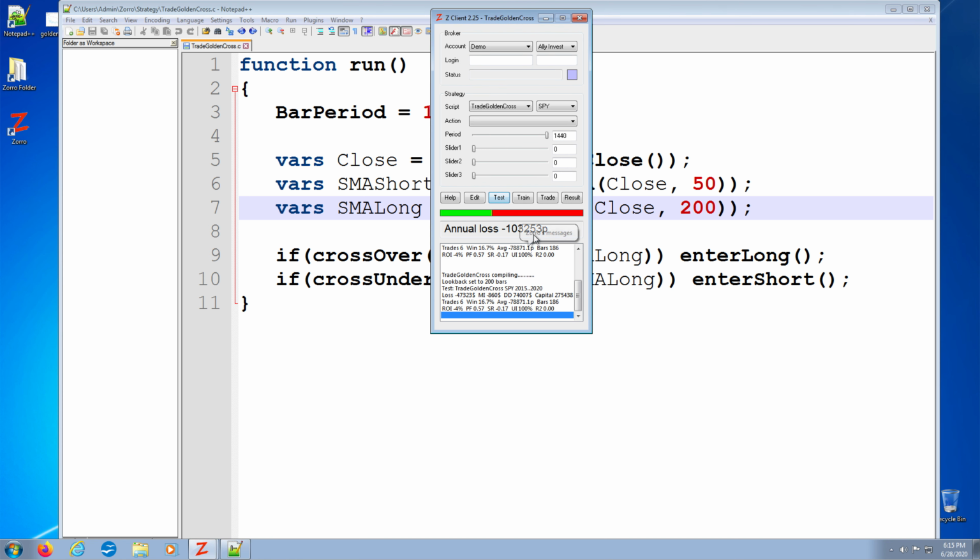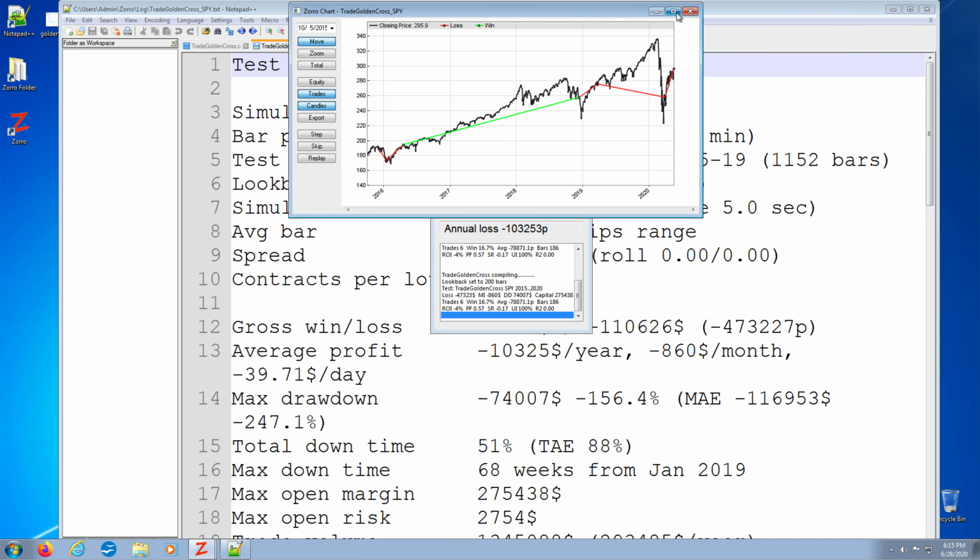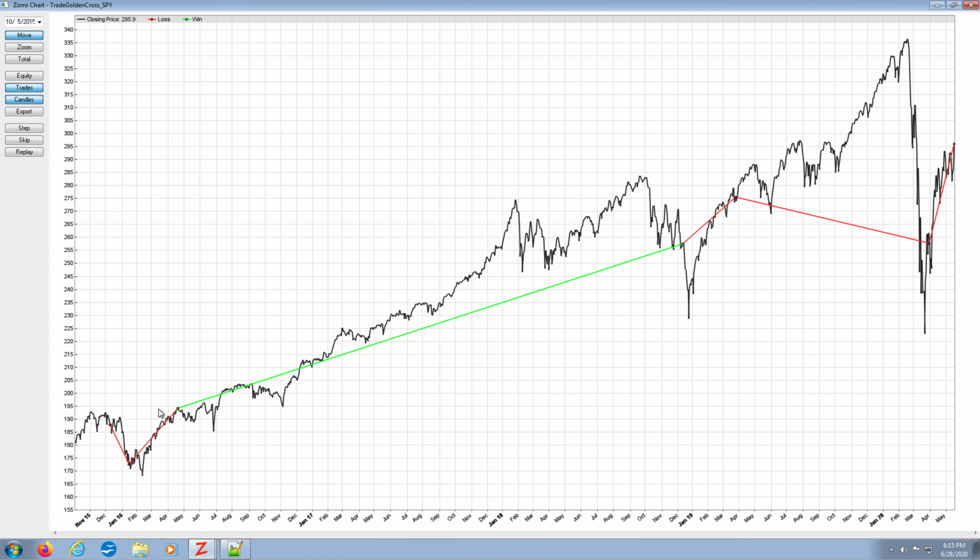If you recall, when we ran this and hit the test button, we ended up with a loss. So we have the result here of our trading strategy. It starts in 1995 and goes up to May 2020, so it's not the default period that Zorro uses, the last 5 years, if you don't specify anything else.